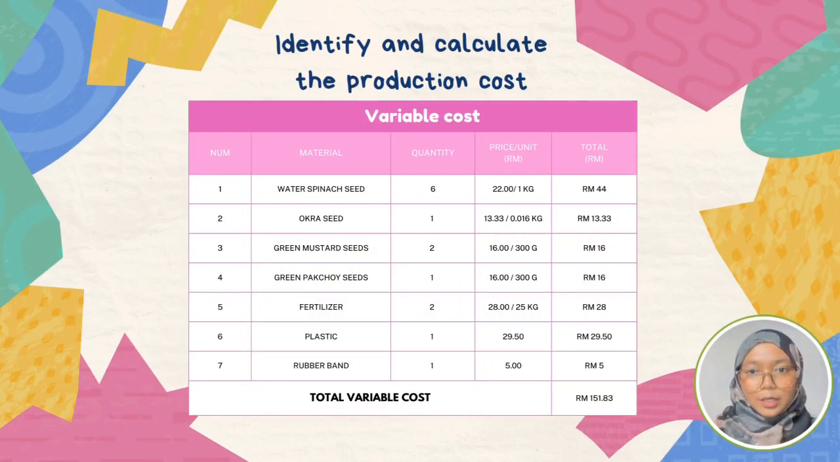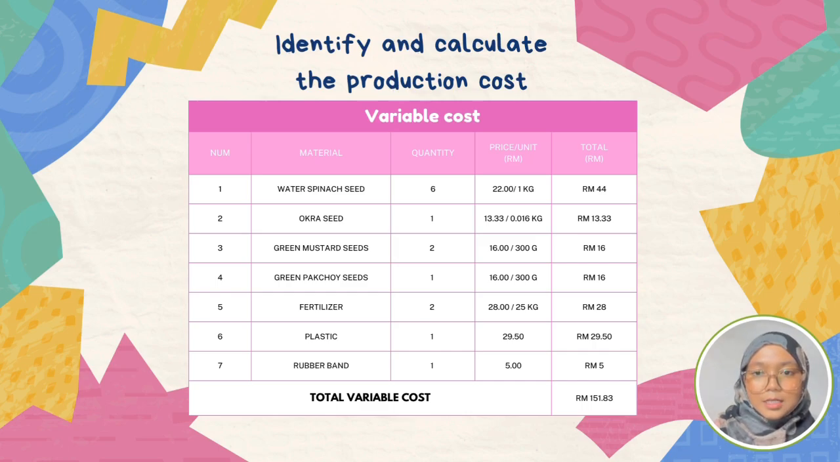Let's take a closer look at the variable costs that change depending on the level of production. These costs include materials like seeds, fertilizer, and packaging materials. Here's the breakdown of their expenses. First, for water spinach seeds, the quantity is 6 kg and the price per unit is RM22 per kilogram. The total is RM44. Second, okra seed. The quantity is 1 pack, 0.016 kg. Price per unit is RM13.33 and the total is RM13.33.